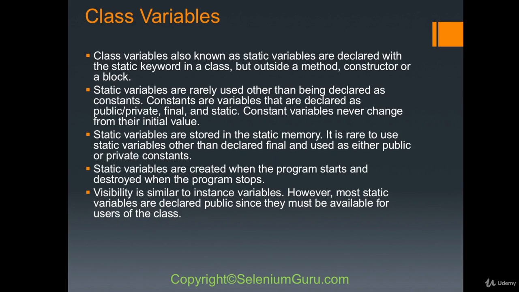To summarize that, static variables are kind of like class variables, okay? So you create them just like the instance variable, outside the method, constructor, or a block. However, the major difference between the instance variable and the static variable is that you can have millions of objects from the class, right? So if you have an instance variable, it would have millions of different values.